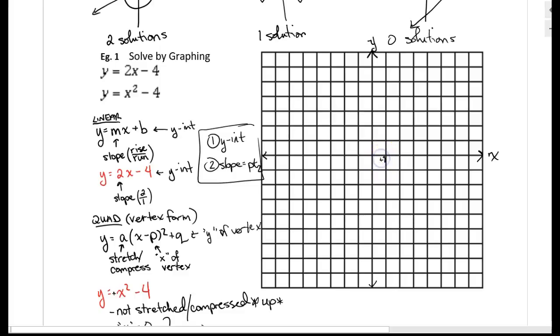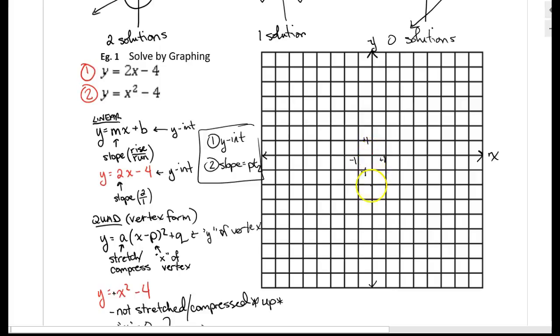So +1, +1, -1, and -1. So that's my guiding scale. I've labeled my axes, so now I can plot my points. I'm going to call this equation 1 and this equation 2, just for the sake of labeling.